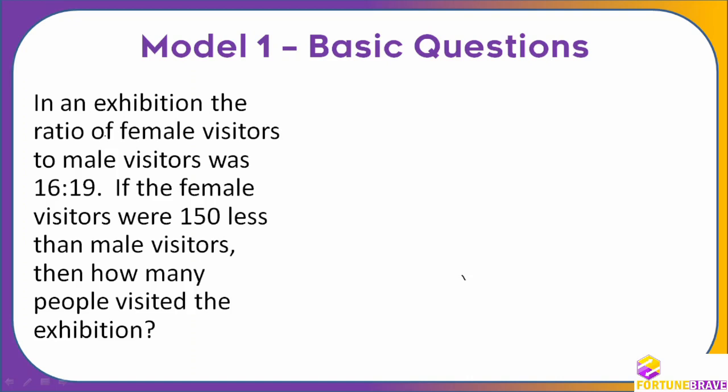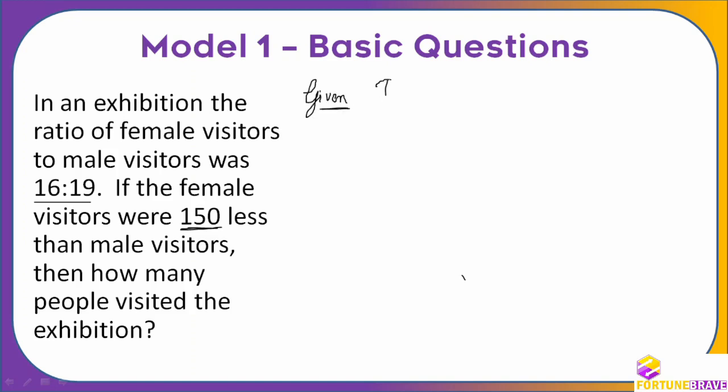In an exhibition, the ratio of female visitors to male visitors was 16 is to 19. If the female visitors were 150 less than male visitors. If the female visitors, so what is given here? Okay, just ponder over this information. I'll come back and tell you. Then how many people visited the exhibition? So what we need to find out?